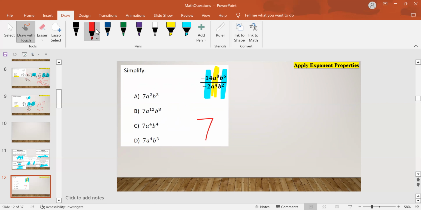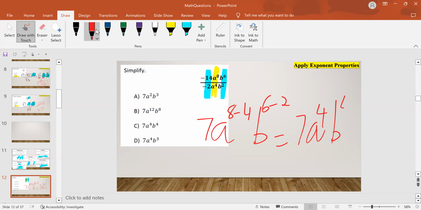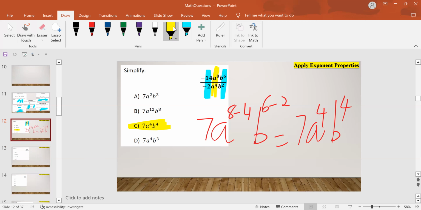Positive 7. Now, a to the 8 divided by a to the 4 will be a to the 8 minus 4. And for b, we're going to have b to the 6 minus 2. So this gives you 7a to the 4th b to the 4th. Therefore, the best choice here is what? 7a to the 4th b to the 4th.